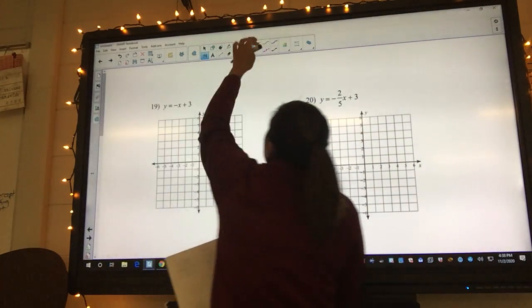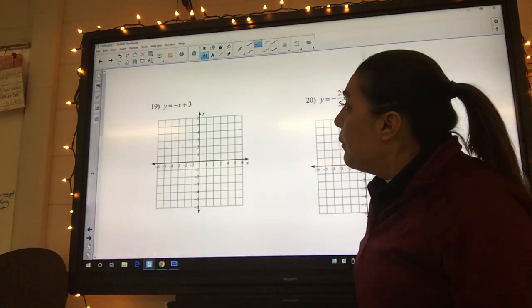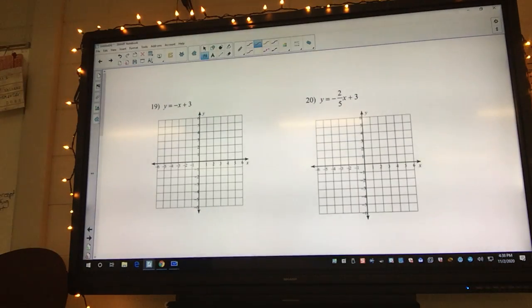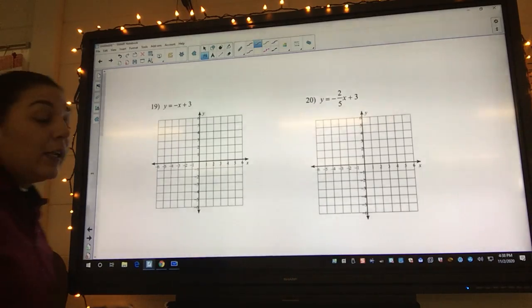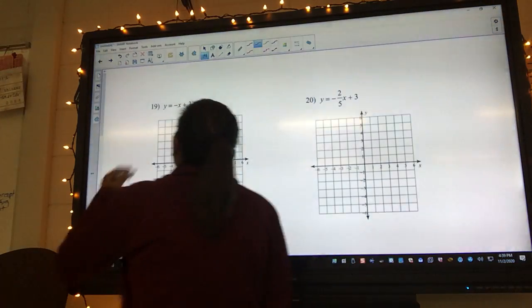Okay, 19. Okay, what number is in front of that x? I want you to think about it. Right now it says y equals -x plus 3. Okay, well, in any x, if there's no number in front of it, it's a 1. Okay, so it's a 1 right here.